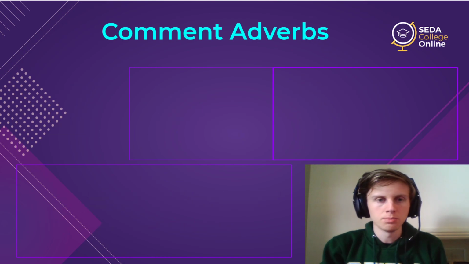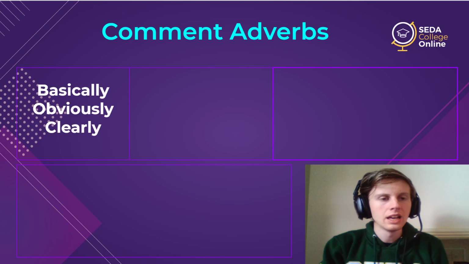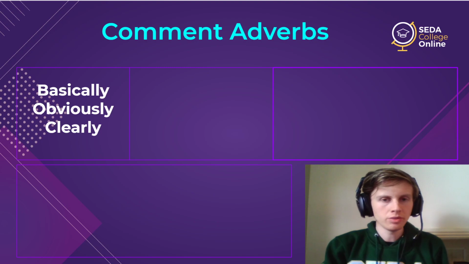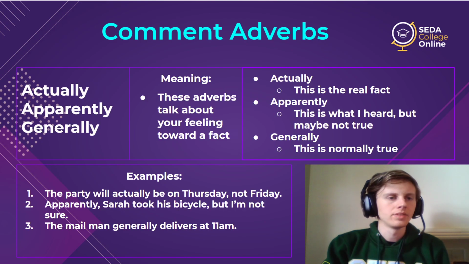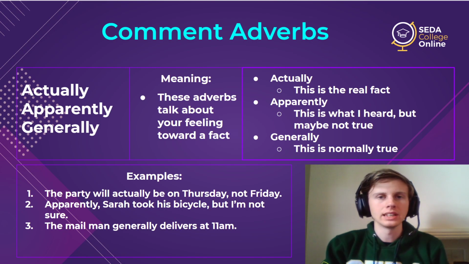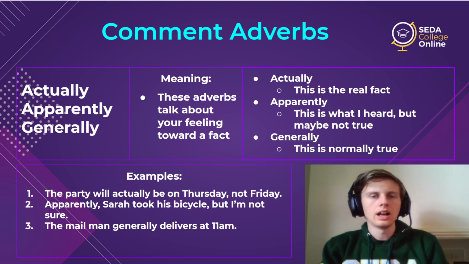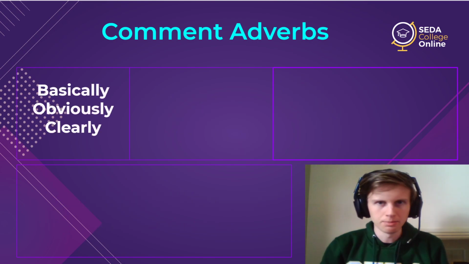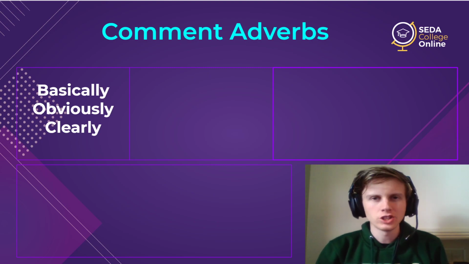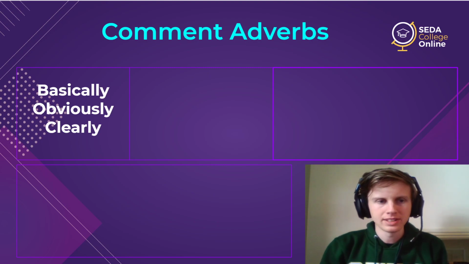But there are, of course, more. So we have the next three: basically, obviously, and clearly. These are used to talk about how we feel a fact should be interpreted. Now these ones, actually, apparently, generally, are used to talk about the confidence about my fact. How do I feel about it? These are the opposite. This is how I say you should feel about it. So I'll do pronunciation again. Basically, obviously, clearly.